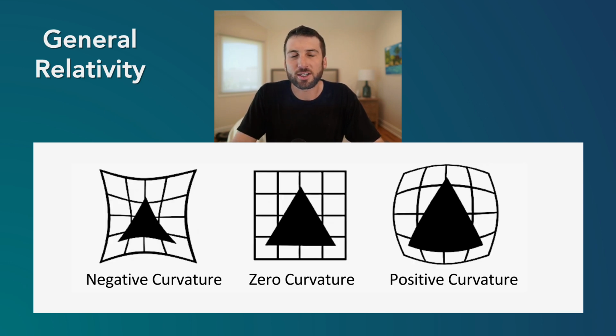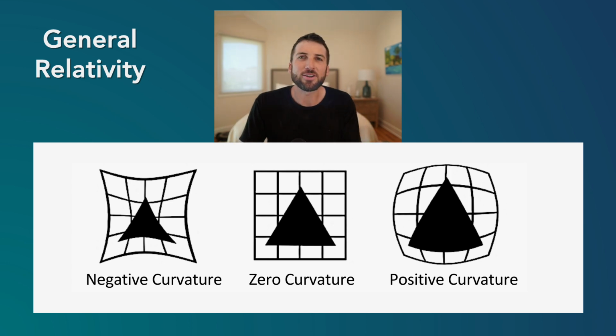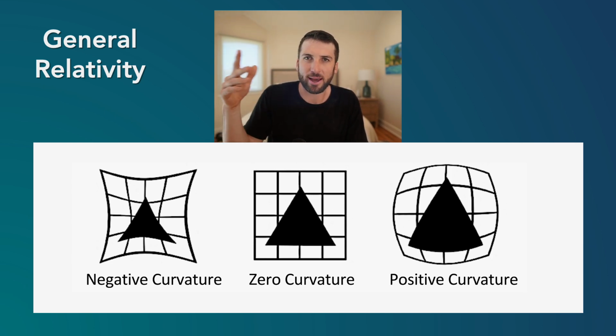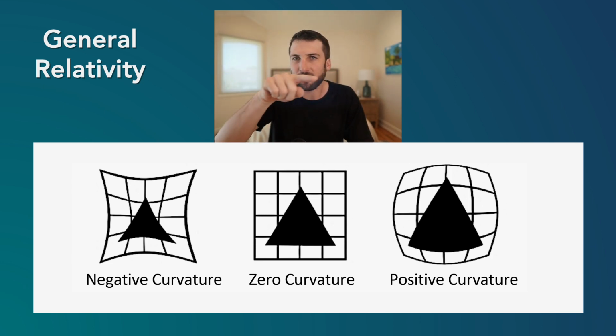Now, another really interesting subsequent theory by Einstein, general relativity. And this is all about accelerating frames. And one of the key results of this theory is that energy and mass curve space-time. So what do you mean by curvature? Well, let's imagine a triangle on a flat plane. When there's zero curvature, all the angles of a triangle add up to 180 degrees.